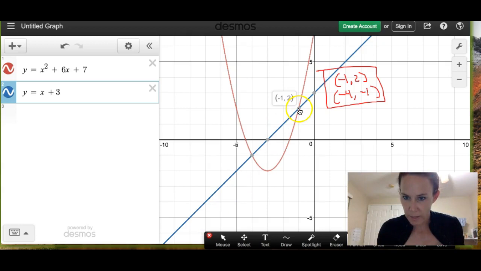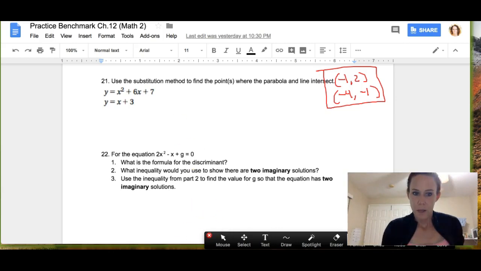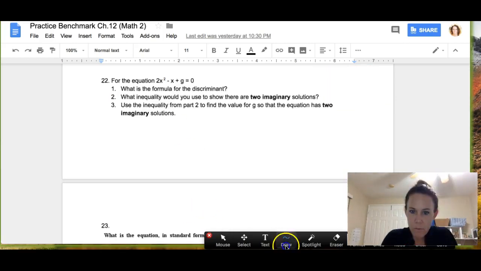Here's where they intersect at the point (-1, 2), which is one of our points, and at the point (-4, -1). So we've done it correctly, and you can check that on Desmos. All right, on to 22.